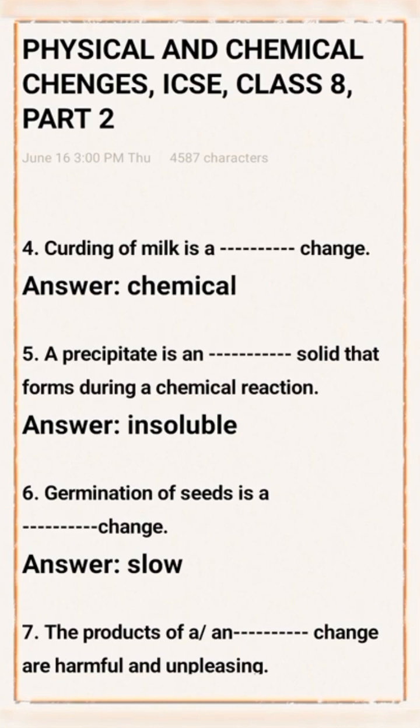Next question number 5. A precipitate is an dash solid that forms during a chemical reaction. Answer, fill in the proper word: insoluble. Next question number 6. Germination of seed is a dash change. Answer: slow change. That is slow.